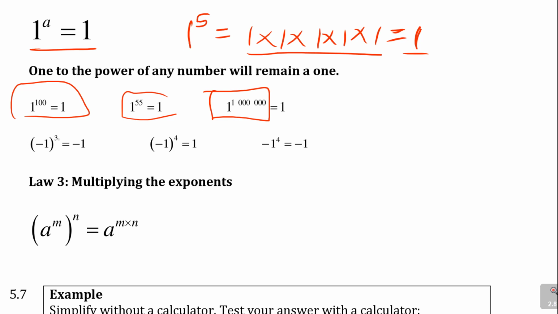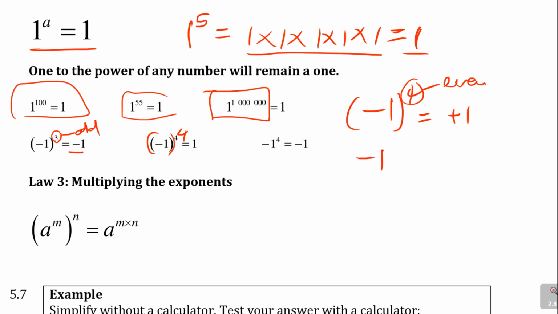Minus 1 to the power of 3. Look at the power. The power is an odd number, hence I'm getting minus 1. Minus 1 to the power of 4, we looked at this in the previous lesson. What is 4? It's an even number. If it's an even number, you get a positive 1. Minus 1 to the power 9. 9 is an odd number, you get minus 1.